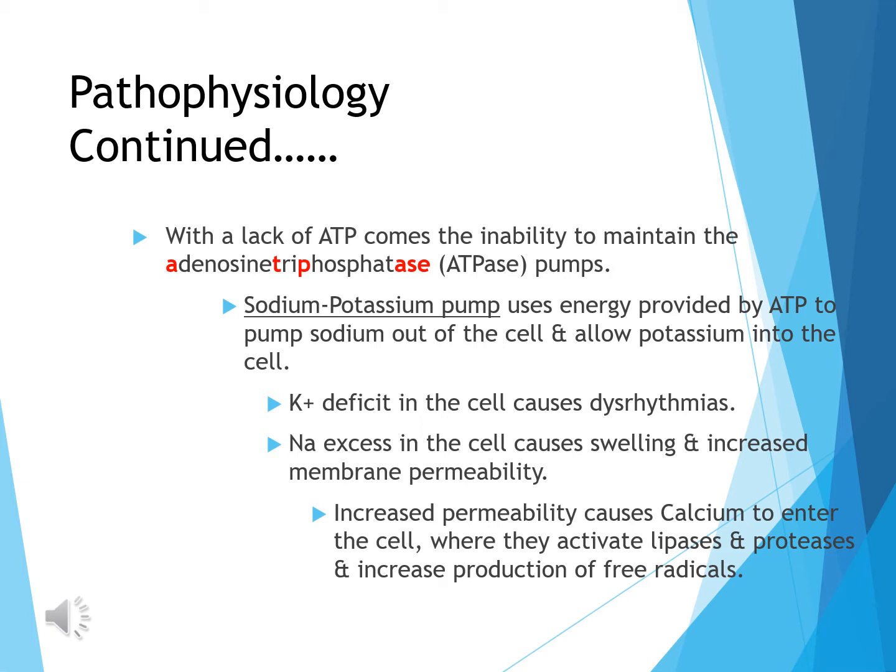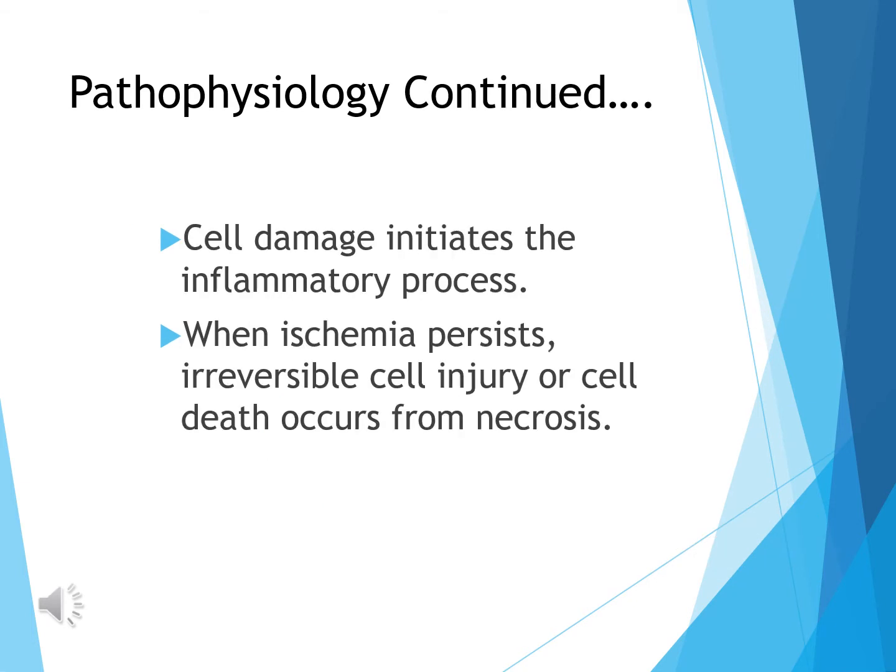And the increased membrane permeability causes calcium to enter the cell, where it activates lipase and protease and increases production of free radicals. And the free radicals, in essence, damage our healthy cells. We have cell damage that initiates the inflammatory response. When ischemia persists, irreversible cell injury or cell death occurs from necrosis.